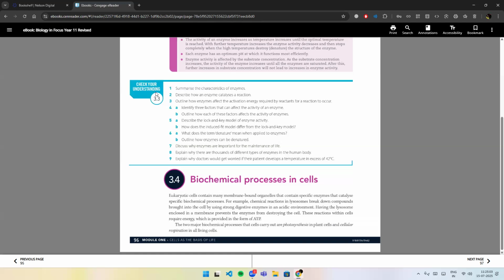Biochemical processes in cells. Eukaryotic cells contain many membrane-bound organelles that contain specific enzymes that catalyze specific biochemical processes. For example, chemical reactions in lysosomes break down compounds brought into the cell by using strong digestive enzymes in an acidic environment. Having the lysosome enclosed in a membrane prevents the enzymes from destroying the cell. These reactions within cells require energy, which is provided in the form of ATP. The two major biochemical processes that cells carry out are photosynthesis in plant cells and cellular respiration in living cells.